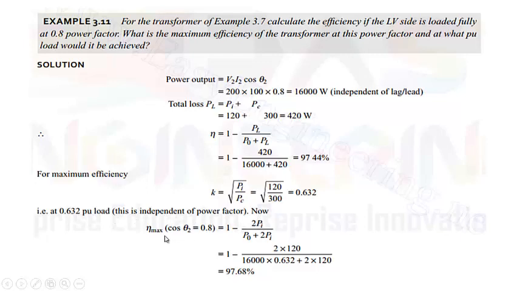Now eta max at cos theta 2 equal to 0.8, that means V2 I2 cos theta will again be 16,000, but it has to be multiplied by this k. So you can use k times V2 I2 cos theta divided by k times V2 I2 cos theta plus 2 times Pi. This will be the same formula. So it comes out to be 97.68%. It will be the maximum efficiency of the above transformer.